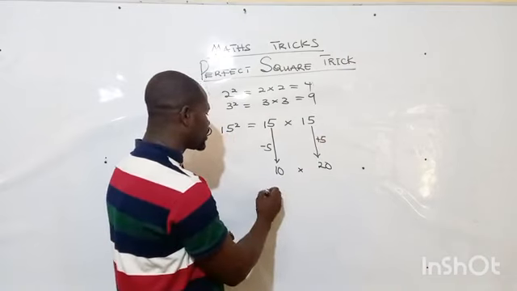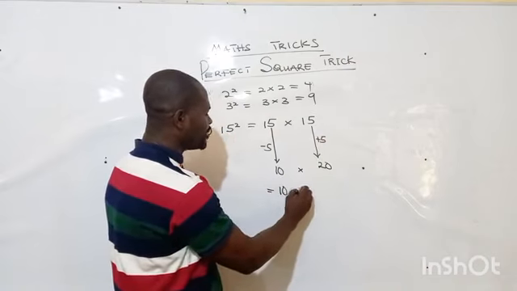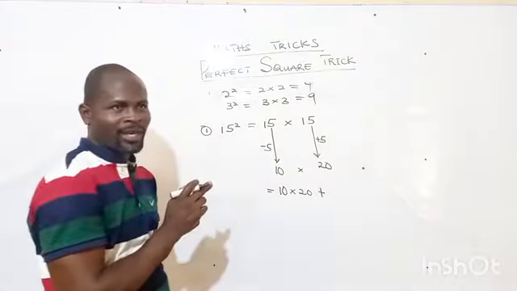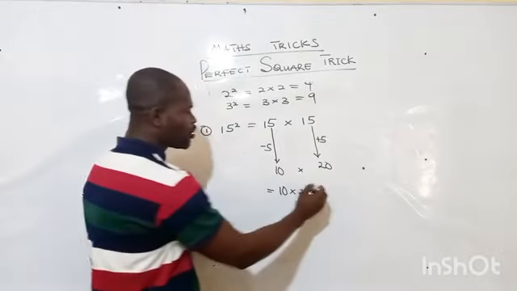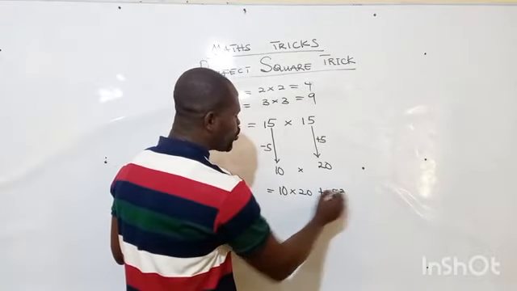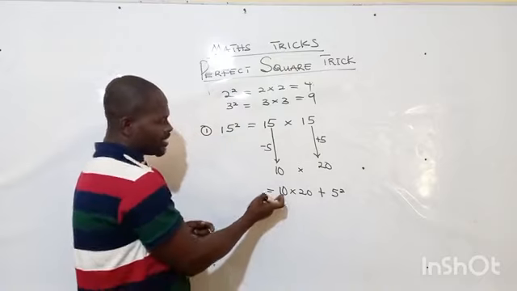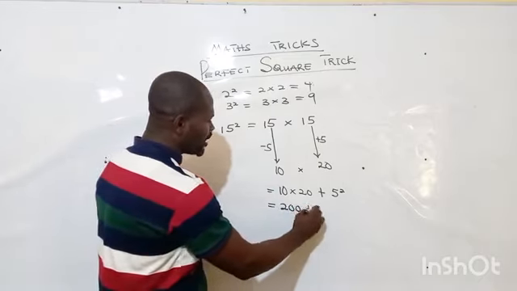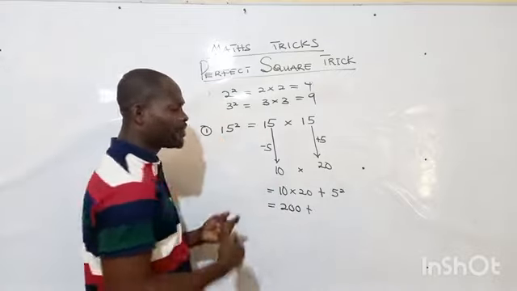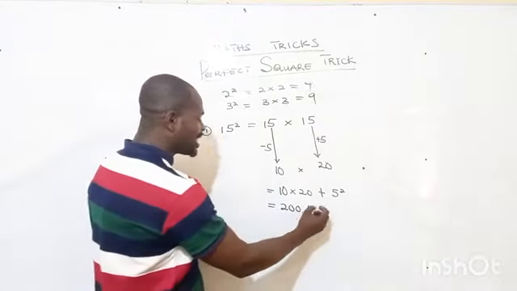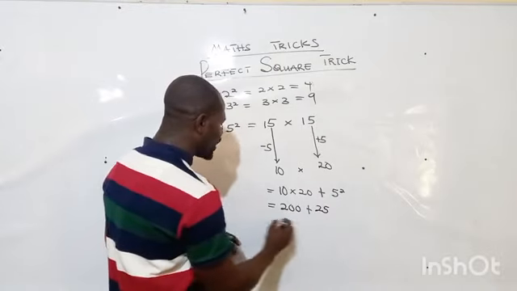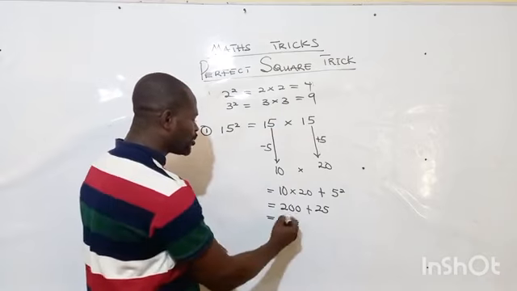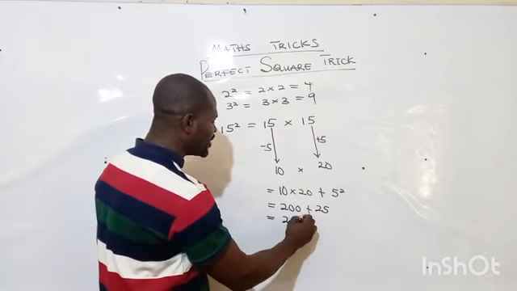Now what will happen is, we now have 10 times 20 plus the square of the last number. The last number here is 5, so we are going to find the 5 squared. So 10 times 20 will give us 200. The 200 plus 5 squared. The 5 squared is 5 times 5, and you are getting 25. Which means that 15 squared, or 15 times 15, you are going to get 225.